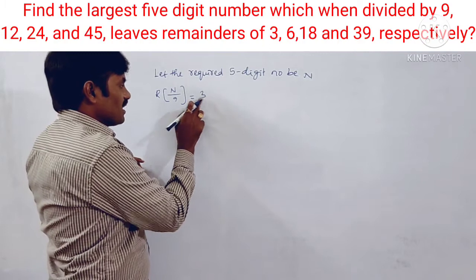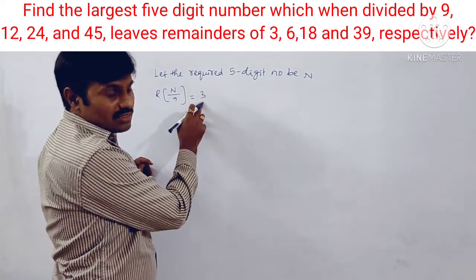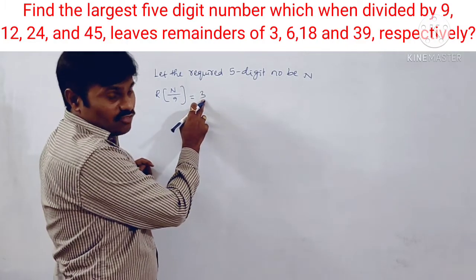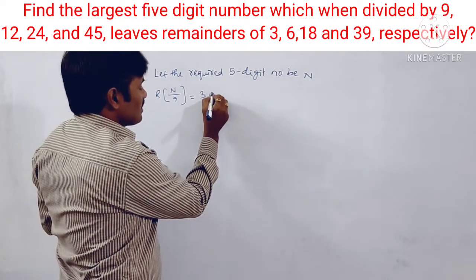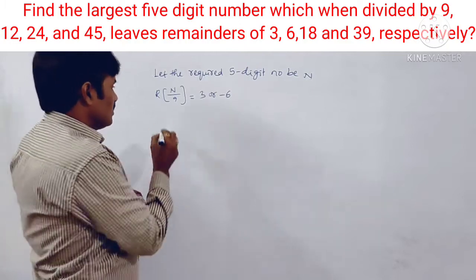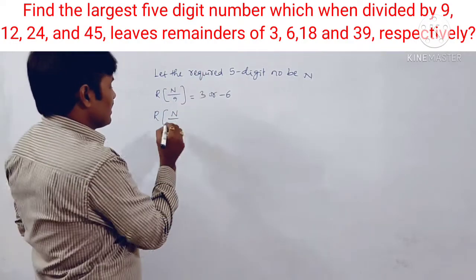See, to get the remainder 0, how much is less here? It is 6. Here the remainder is 3, and if we add 6, we will get remainder 0. Easy. So how much is lagging? Minus 6 is lagging here. And when the number N is divided by the next divisor, 12.